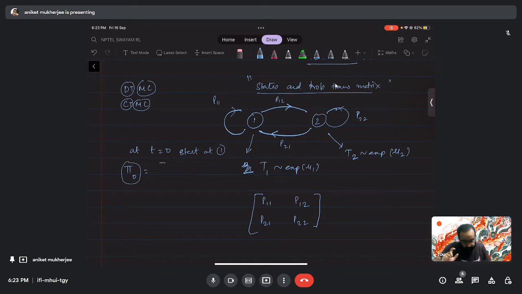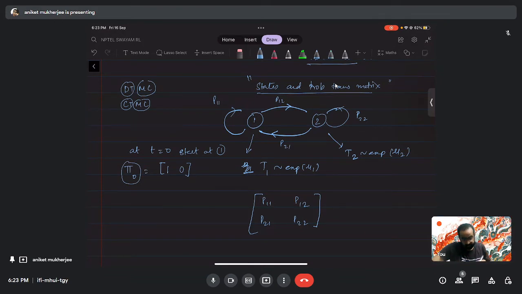Because we are starting from 1. Yes, it will be 1, but not because we are starting from 1. Well, it will not be 1, it is a vector. So what is pi 0? Pi 0 is a PMF, probability mass function, which tells you the probability that you are at 1 at time t equal to 0, and also the probability that you are at 2 at t equal to 0. So what is the probability that you are at 1 at t equal to 0? One, 0. I hope you've seen this.